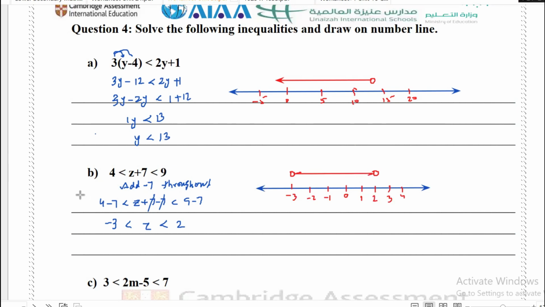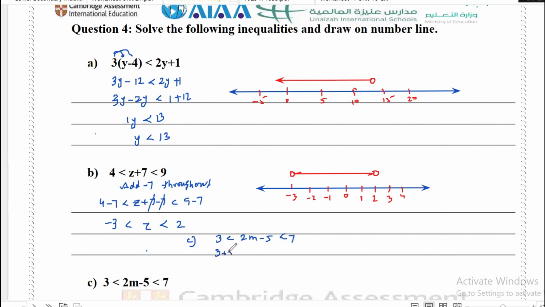And lastly, we have C part, which is 3. This you can solve this way. 3 less than, this is C part answer, okay? 2m minus 5. In this case, you can add plus 5 throughout all, left, right, in the middle portion also, okay?